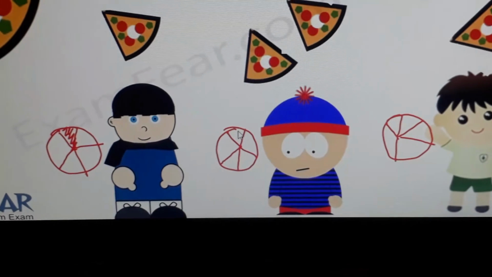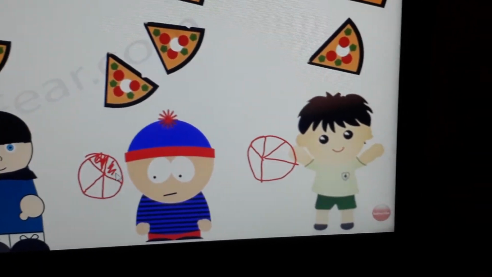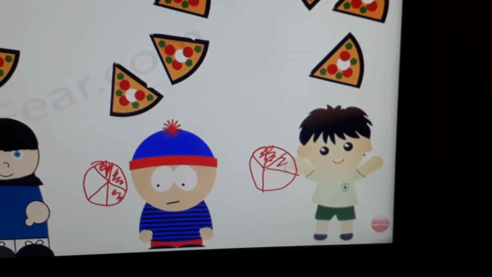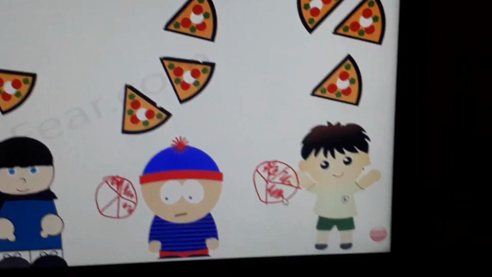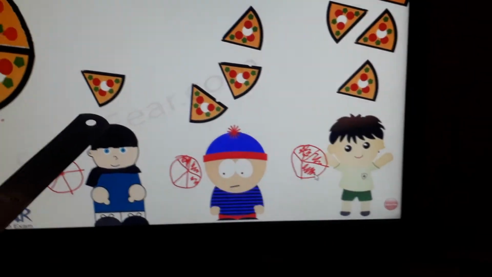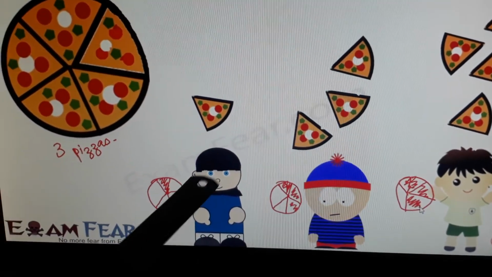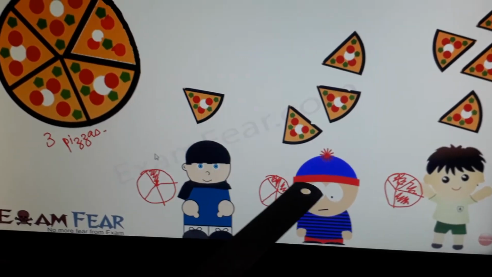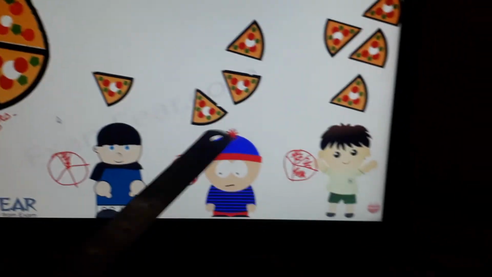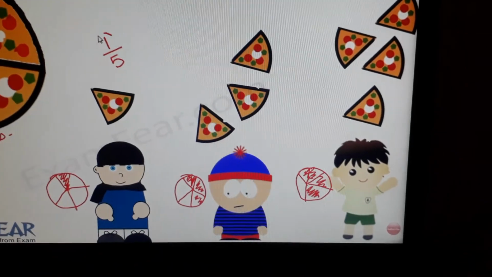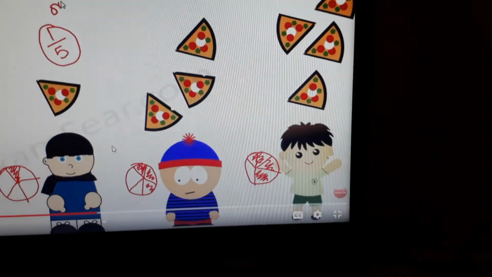So here a whole thing is divided into an equal number of pieces. How much portion he ate means 1 by 5. How much is left means he will get 4 by 5. Here 3 by 5 ate, 2 by 5 left. Here 4 by 5 ate, 1 by 5 left. Like that you will get fractions, children.